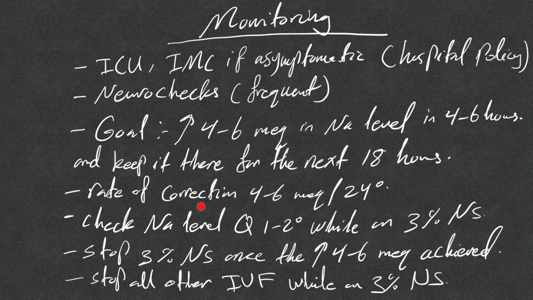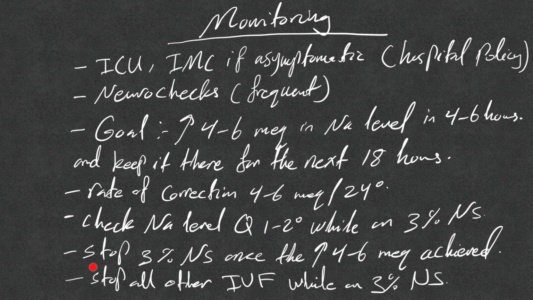The rate of correction, again, we learn forever to keep it around 8 milliequivalent per 24 hours. I prefer the 4 to 6 milliequivalent. That will give us room if we go beyond that, but shoot for this target. That will give you room for 1 to 2 milliequivalents to go above that. Check sodium level every 1 to 2 hours while on 3% normal saline. Make sure it gets done on time.